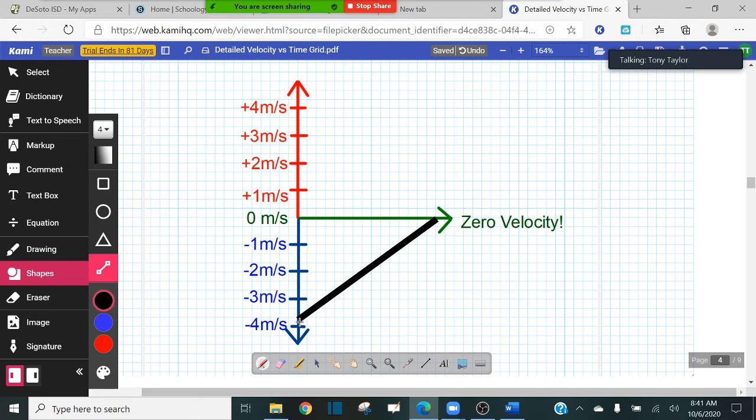How do we know we're slowing down? Because we're getting closer to zero with time. Remember, as your line approaches zero, that always indicates an object that is slowing down. So we will say this object here is slowing down while moving in the negative direction.